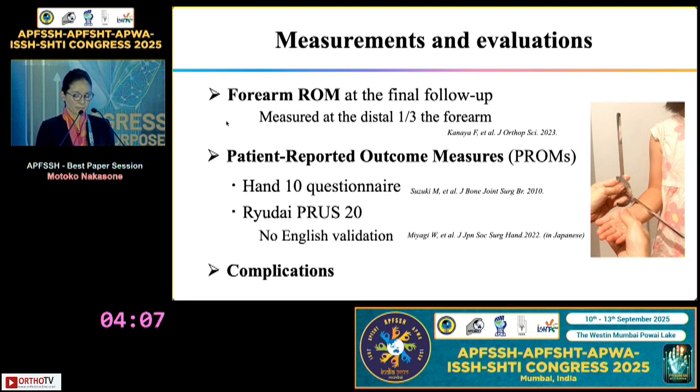Measurement and evaluations. Forearm range of motion at the final follow-up was measured. As patient-reported outcome measures, we evaluated the Hand10 questionnaire and the Ryudai PRUS-20. Complications were also assessed.